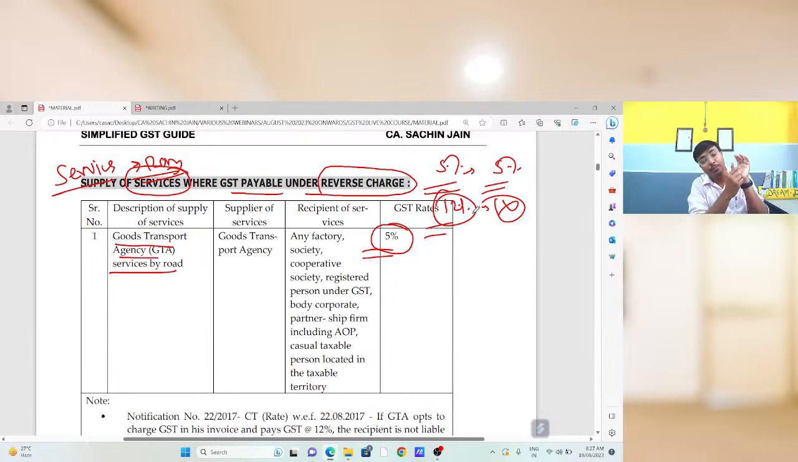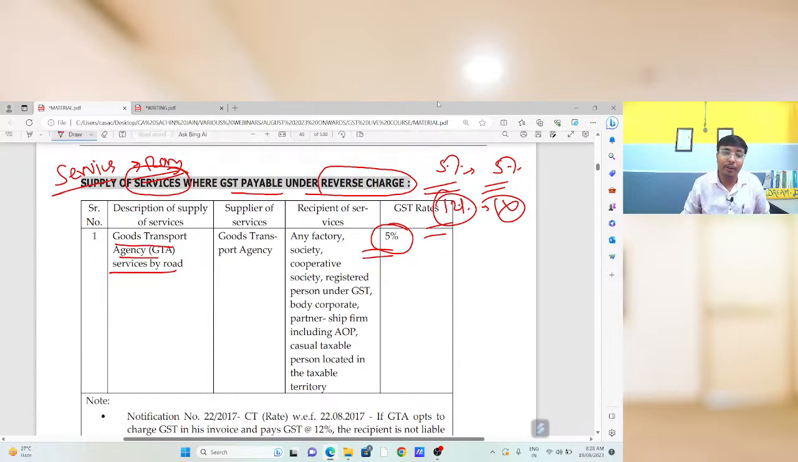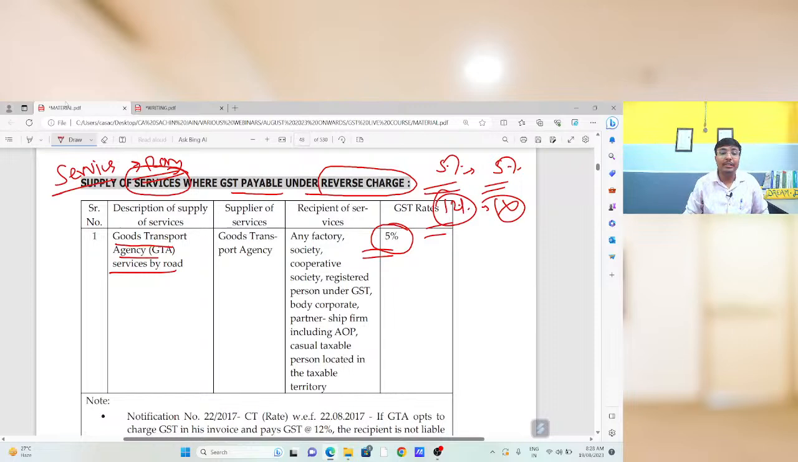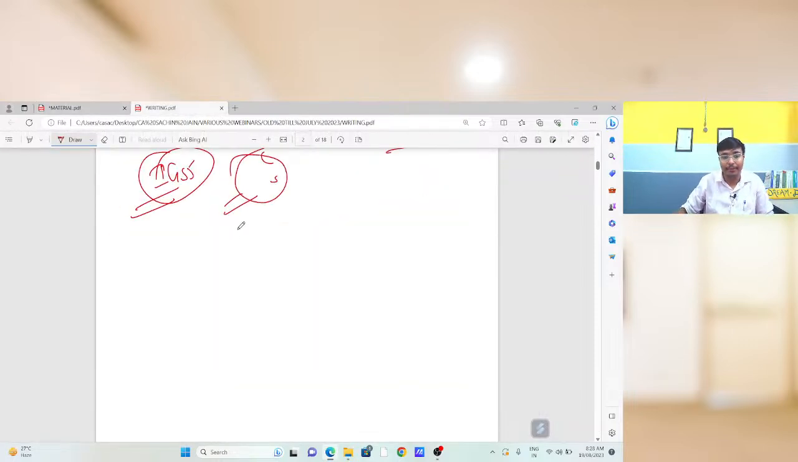But if the transporter is going to declare the same under the annexure before the particular financial year, in that case, if the transporter is going to make the payment of taxes at the rate of 12%, the recipient is not liable to make the payment of taxes. So I am going to discuss the same with the help of a chart so that the concept will be more clear.